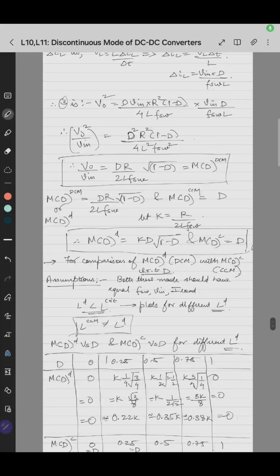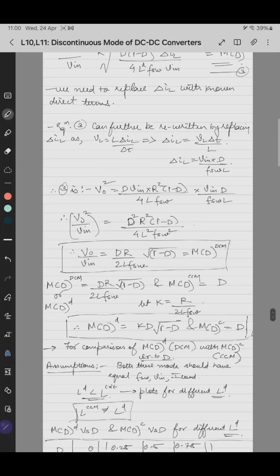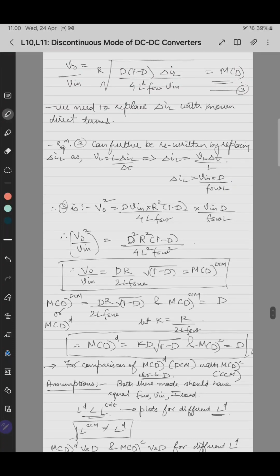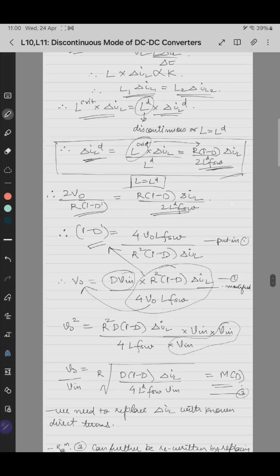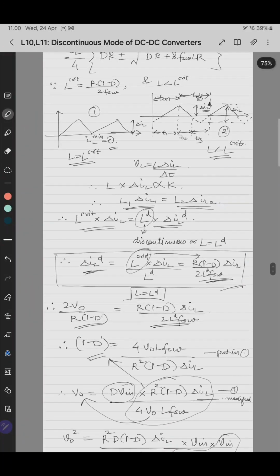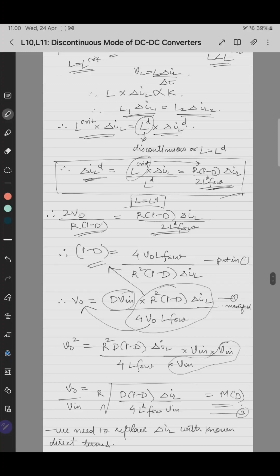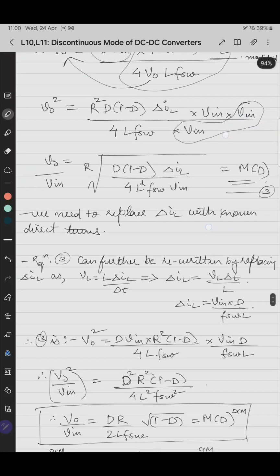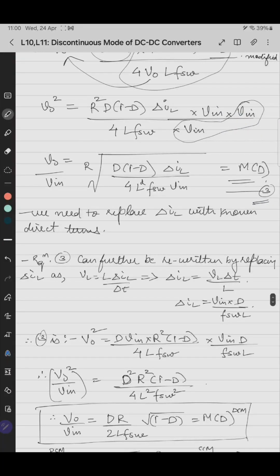In the last lecture, we have seen the discontinuous mode of operation of the buck converter. So we have arrived at the voltage gain, that is M of D, for discontinuous conduction mode, and whatever is the expression of M of D which we have derived in the previous lecture, it can further be simplified because we have to replace delta IL in terms of the known parameters. So this equation number 3 was the relation of V0 versus Vin.